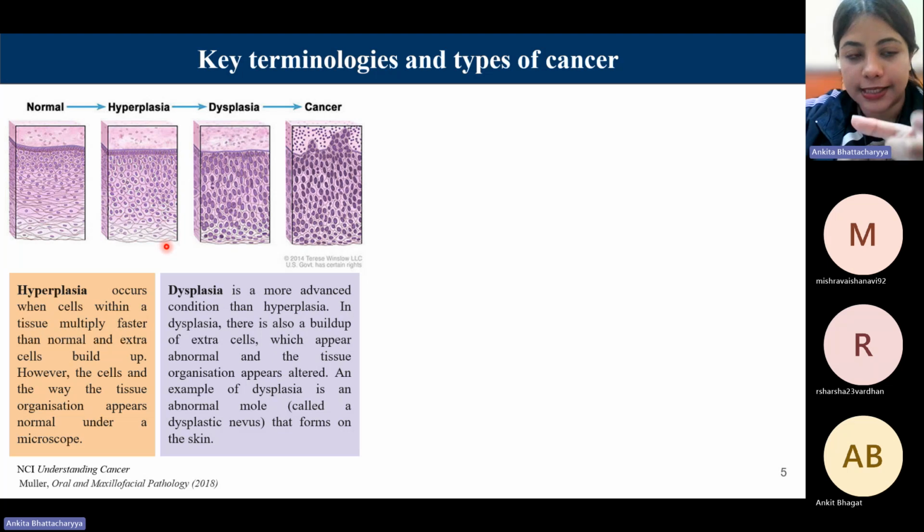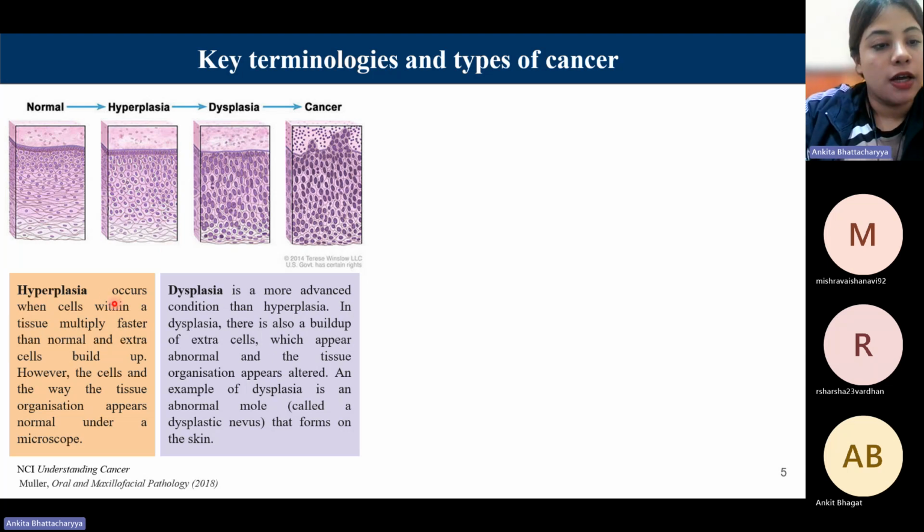So that term by itself, hyper means excessive, plasia means there is an increase or excessive division or excessive number of cells. So hyperplasia occurs when cells within a tissue multiply faster than normal and extra cells build up. However, the cells and the way the tissue organization appears is normal under the microscope. So the appearance of the cells is pretty much normal. However, the number of cells has increased.